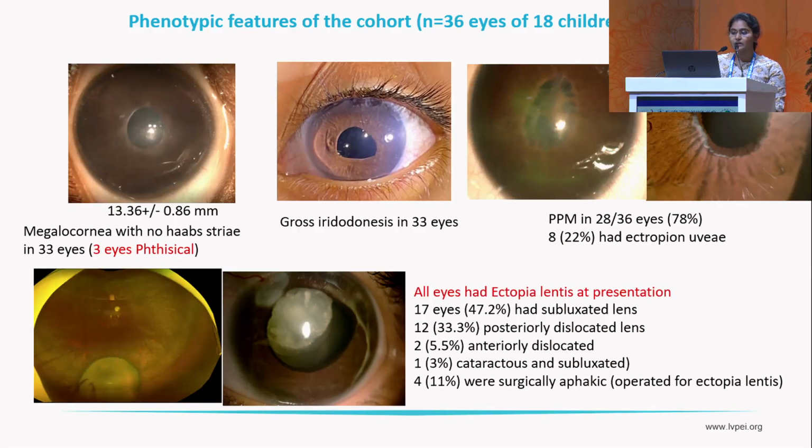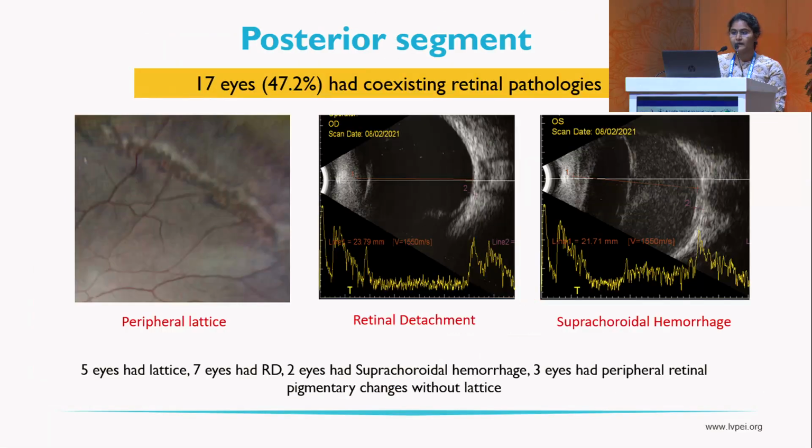Persistent pupillary membrane was present in most of the eyes. The other eyes had ectropion uveae, or a combination of persistent pupillary membrane and ectropion uveae. Almost 50% of them had coexisting retinal pathologies. When we were doing vitrectomy, we noticed that they had either peripheral lattice or peripheral pigmentary changes without lattice.